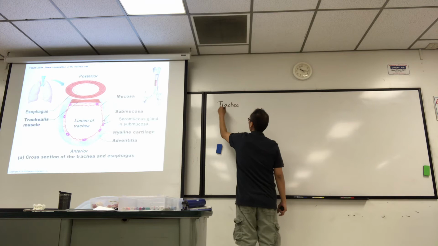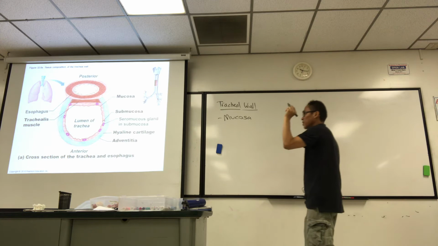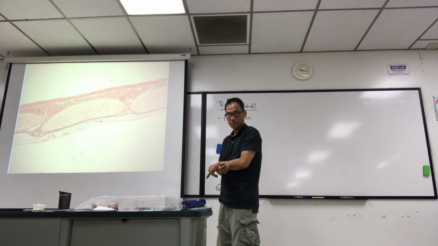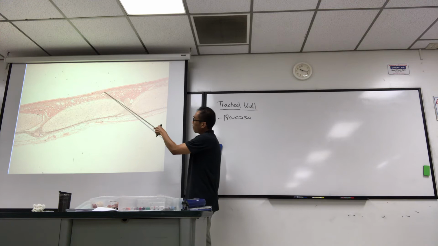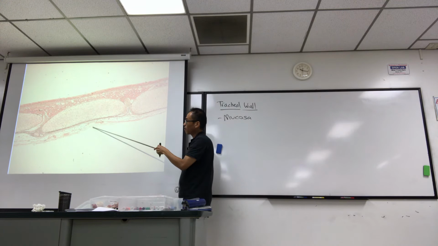So let's call this tracheal wall: mucosa, submucosa, adventitia. And let's talk about what you should be able to identify in each of these layers. In our trachea slide, this is a low magnification. From here to here, basically all that on top is mucosa. Here to here is all submucosa. And everything deep to that is the big cartilage ring and all this tissue out there. That's the adventitia.